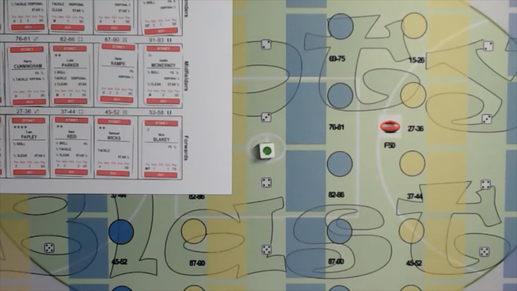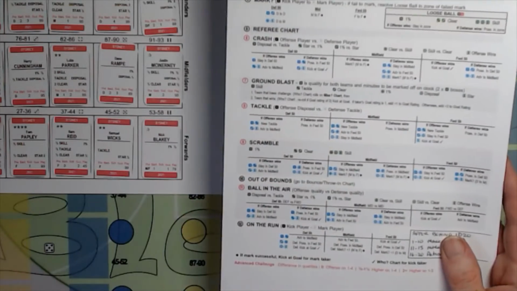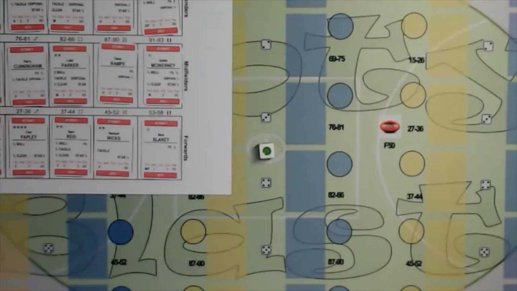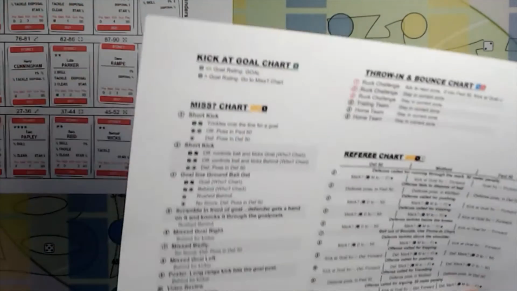So we're going to cover here the centre bounce and action 10, which is the throw-in. So action chart 10, out of bounds, go to bounce and throw-in chart. So the bounce and throw-in chart is an extremely simple chart.